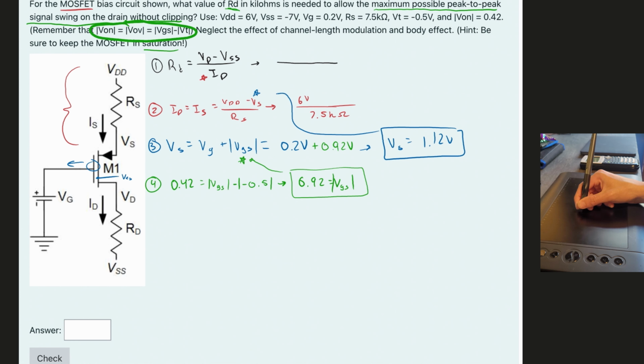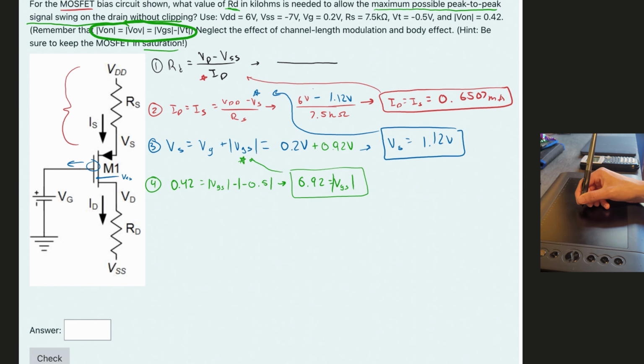Now we can just come up and plug this into here. So from here we're going to have a minus 1.12 volts. And then this in turn is going to give us our ID, which is equal to our IFs, which is equal to 0.6507 milliamps. And that is going to be our current value. And we can take this and plug it into here, but instead of doing that, we're just going to rewrite it as 0.6507 milliamps. We keep the millis here because we're going to want this value in kiloohms afterwards.